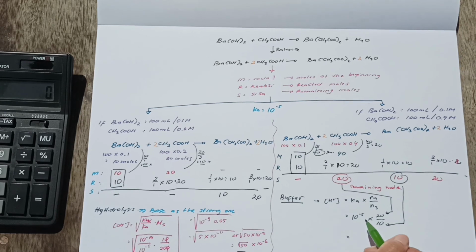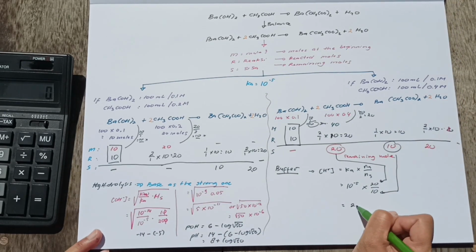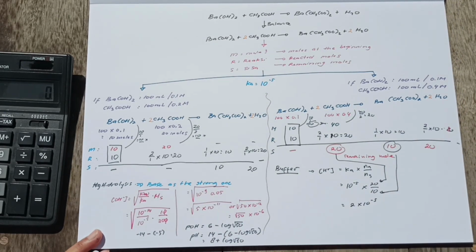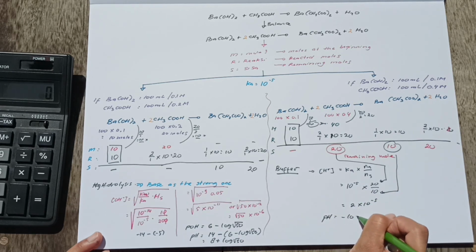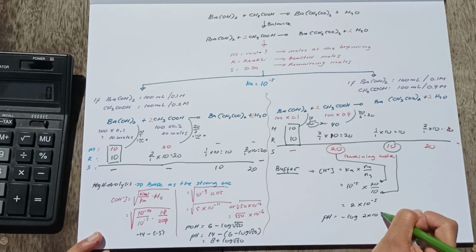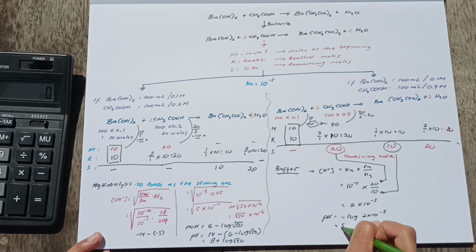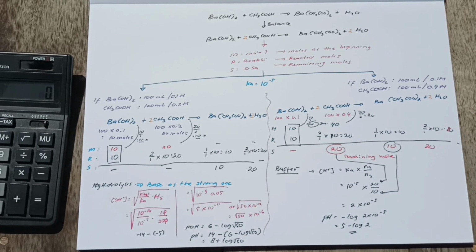Now final result will be 2 times 10 to the power of minus 5. Then since this is pH, you don't have to use 14 in it. The answer will be straight minus log 2 times 10 to the power of minus 5. So it's going to be 5 minus log 2. So now use this video for your final exam, and I hope this one is useful for you.